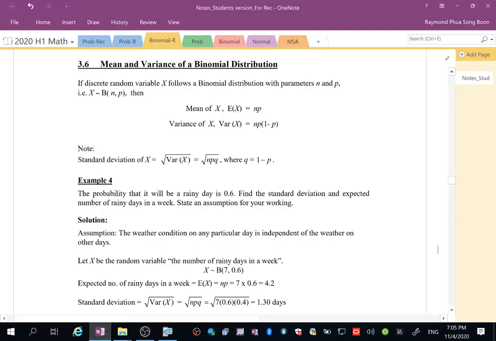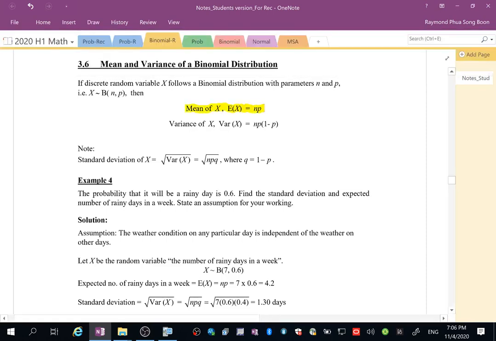Okay, students, now let's move on to another few concepts pertaining to binomial distribution. We'll look at how we are going to find the mean and variance of a binomial distribution. If you have a discrete random variable X and you are told that it follows a binomial distribution with parameters n and p, then how are we going to calculate the mean of X?